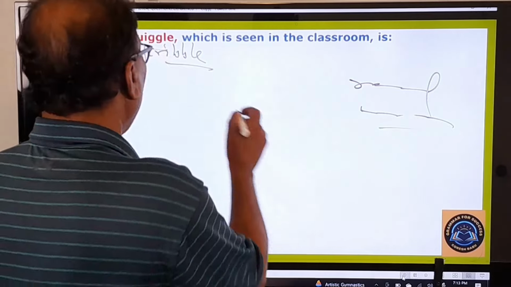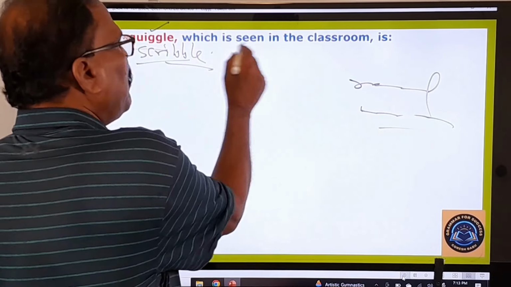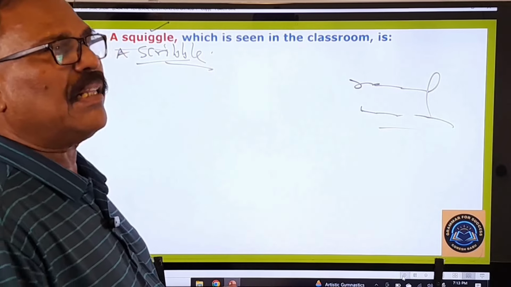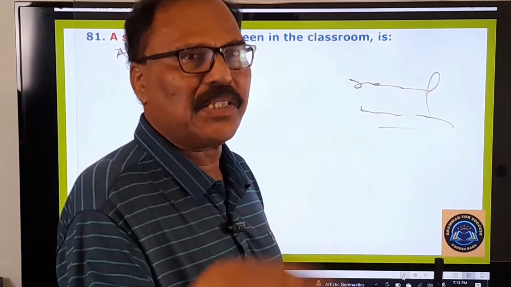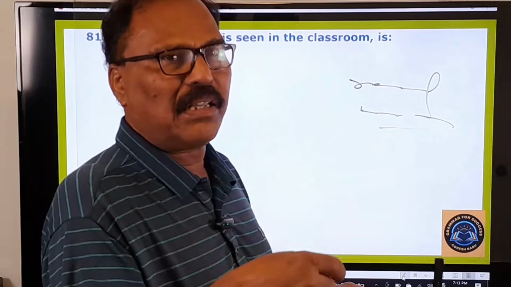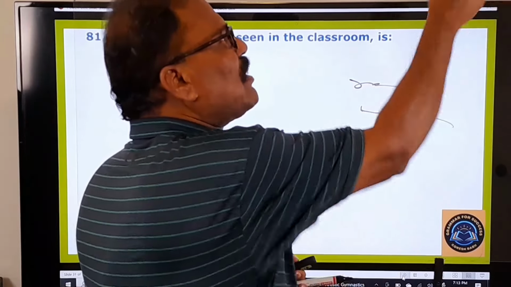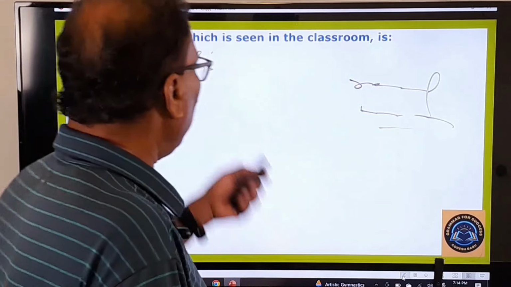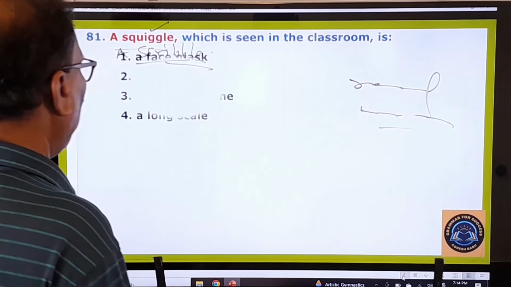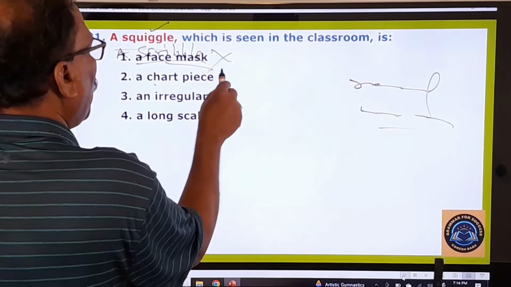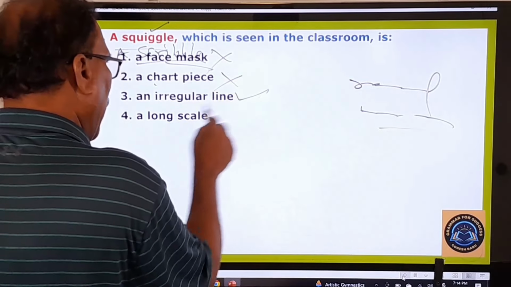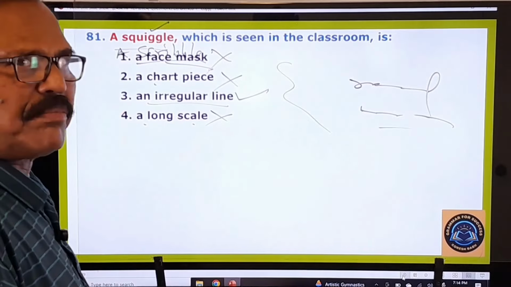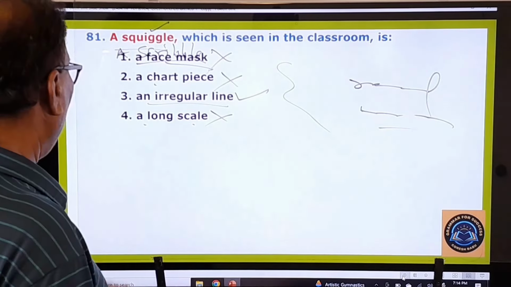And here, a squiggle means a scribble, which is seen in the classroom. Not only the classroom, everywhere you can find this squiggle. Generally in the classroom, when the teacher is not there, the students write something, they squiggle. They scribble something on the blackboard. So that's why you can find this squiggle in the classroom. A face mask, no. A chart piece, no. An irregular line, okay. And a long scale, no. So an irregular line. This is a squiggle, a scribble. Right. You go to the 82nd one.